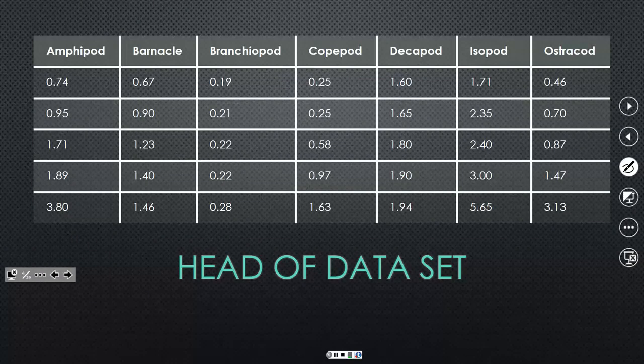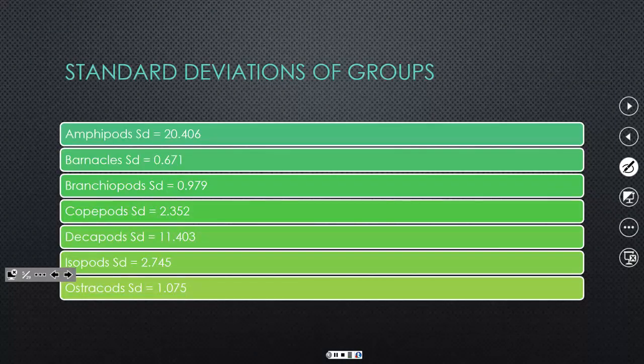So this is just what the data set looked like, the first 5 entries for each one. And then here's a list of the standard deviations in each of the groups. As you can see, it's really not too similar: for amphipods, the standard deviation was 20.40, and in barnacles it was only 0.67. So there's definitely a variance within the standard deviations.